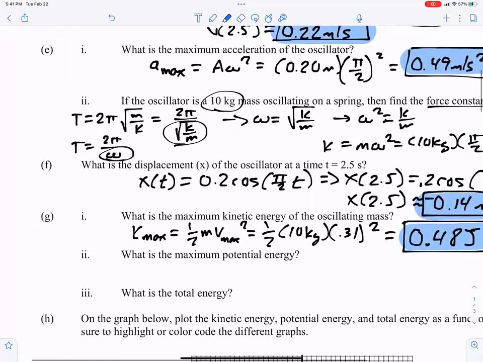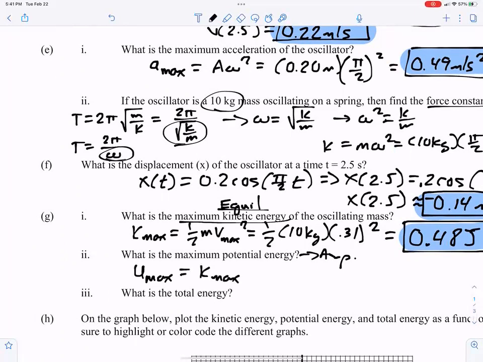Now your maximum potential energy is at amplitude, so this is at equilibrium. This is at amplitude. And according to the law of conservation of energy, maximum potential energy, Umax, would be the same as the maximum kinetic energy at equilibrium. So in other words, it would also be 0.48 joules. That doesn't change. Which means that is also the total energy. Total energy remains constant.